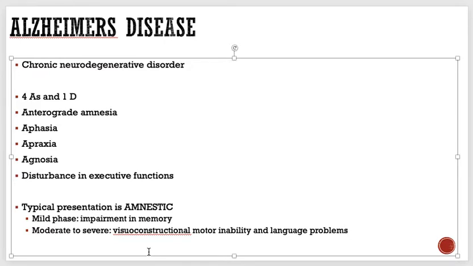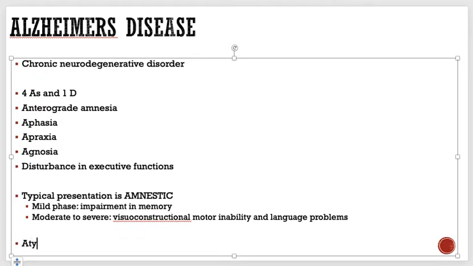So this is the typical presentation, and then atypical presentations can also be there. An atypical presentation is basically non-amnestic. Their memory is intact, but you will find either language disturbance, or apraxia, the inability to carry out motor activities, or agnosia, failure to recognize or identify objects. So this is the atypical presentation, and there is the typical presentation.